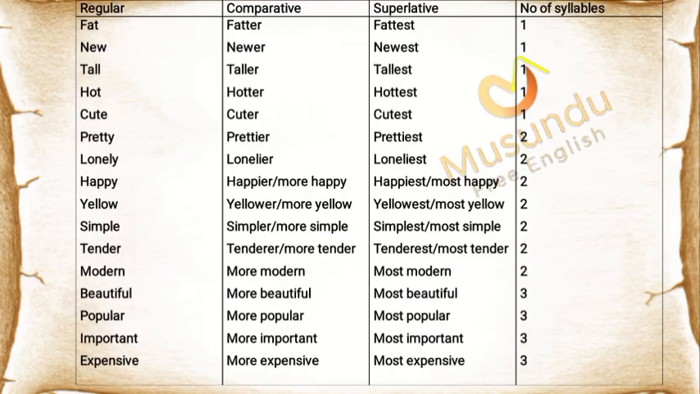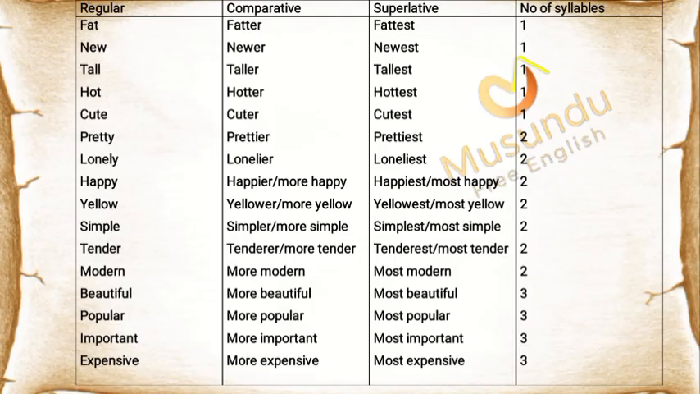Regular, comparative, superlative, number of syllables. Fat, fatter, fattest, 1. New, newer, newest, 1. Tall, taller, tallest, 1. Hot, hotter, hottest, 1. Cute, cuter, cutest, 1. Pretty, prettier, prettiest, 2. Lonely, lonelier, loneliest, 2. Happy, happier or more happy, happiest or most happy, 2.